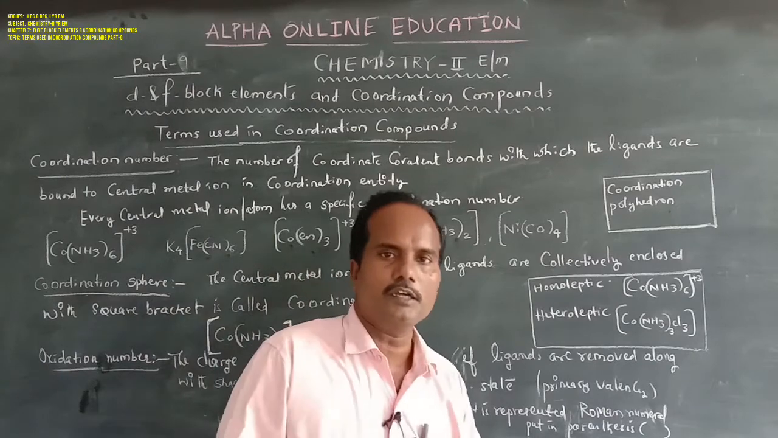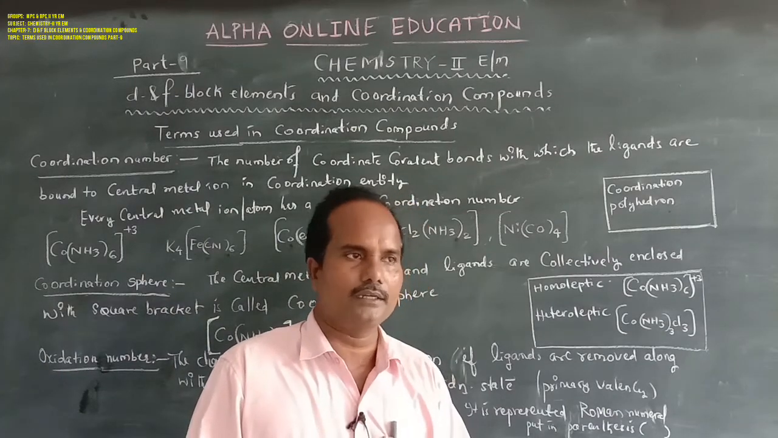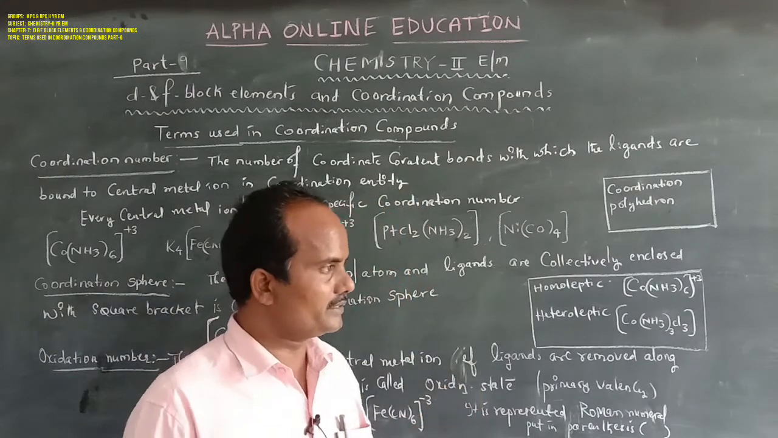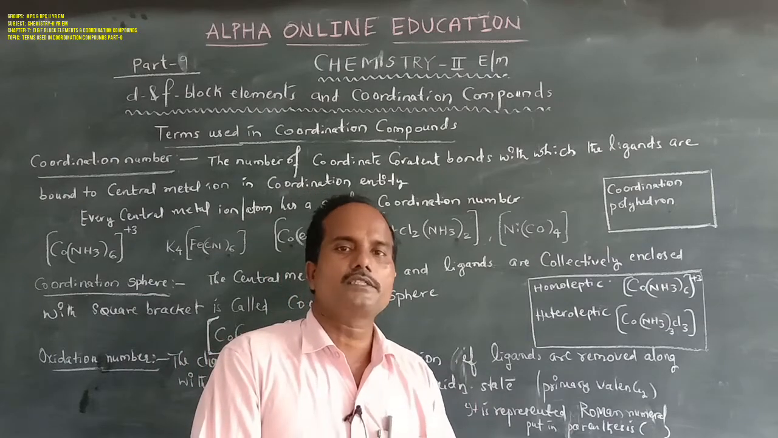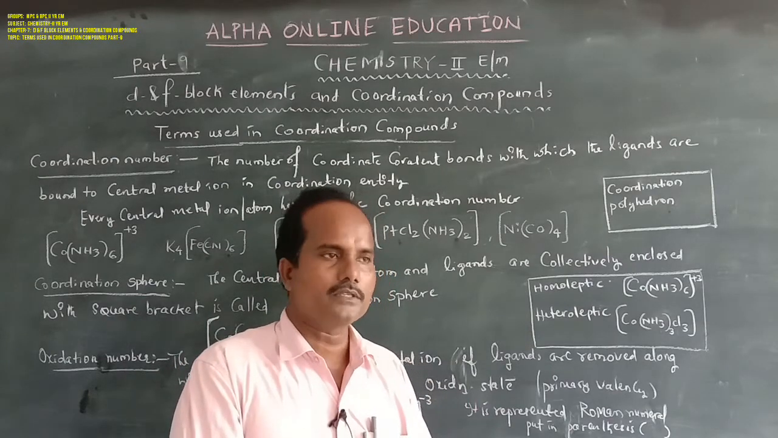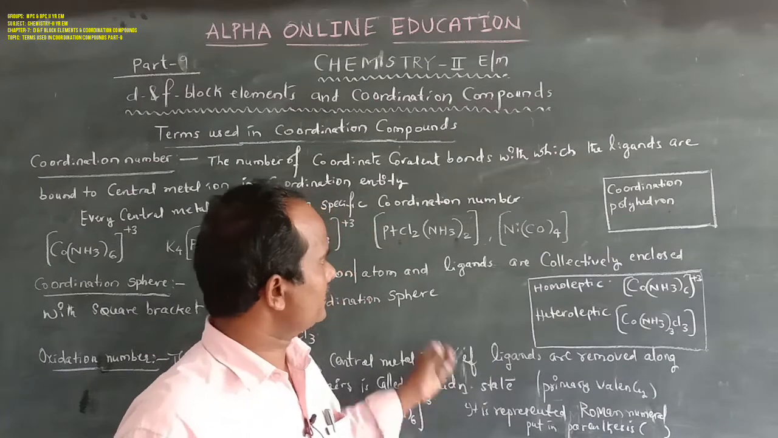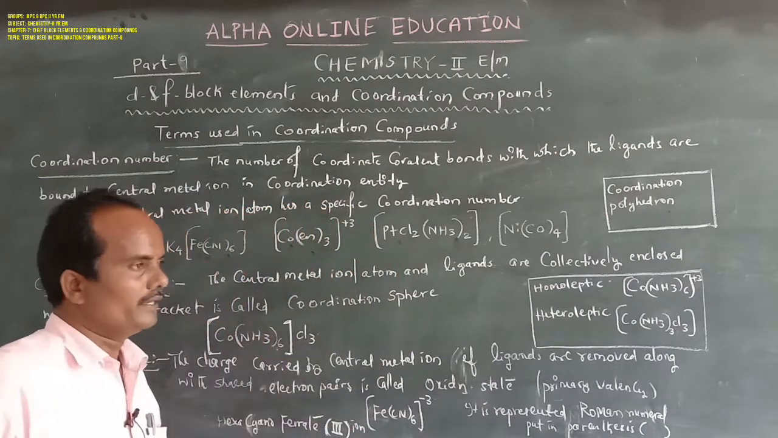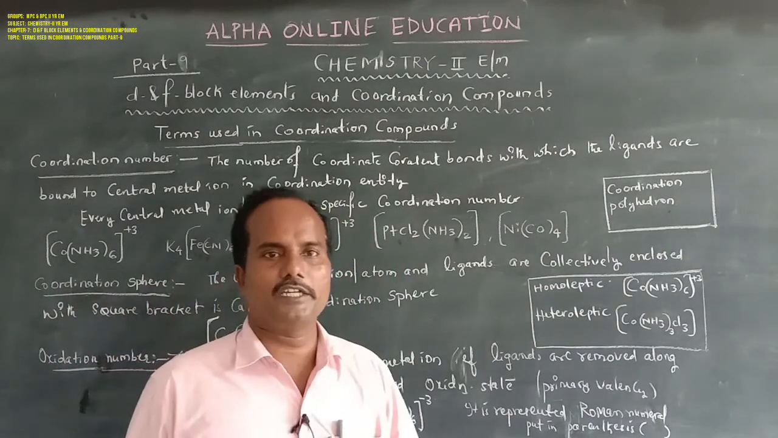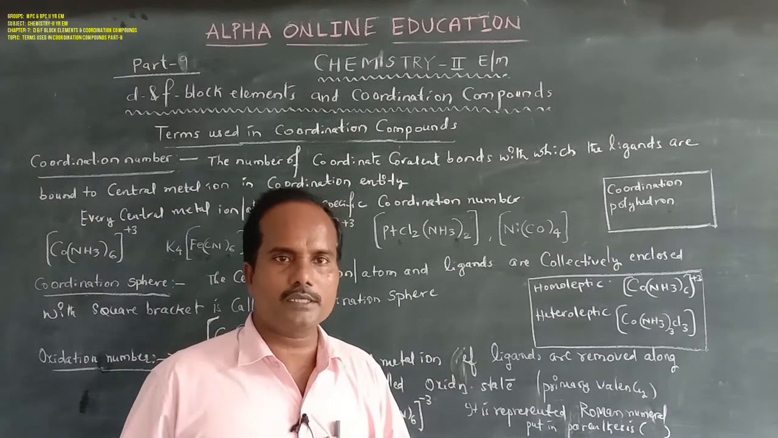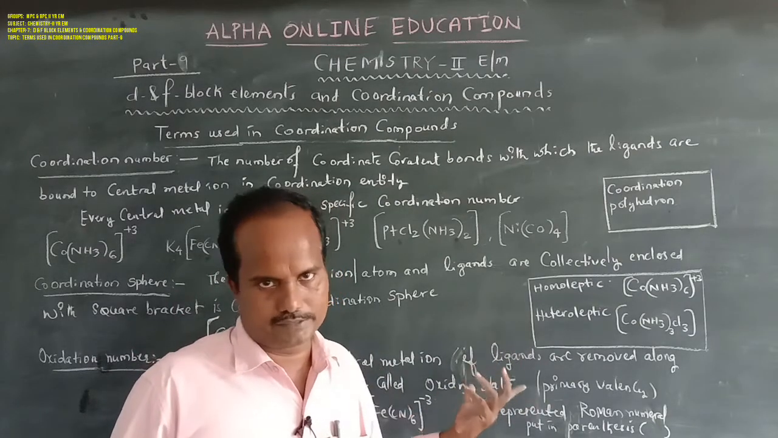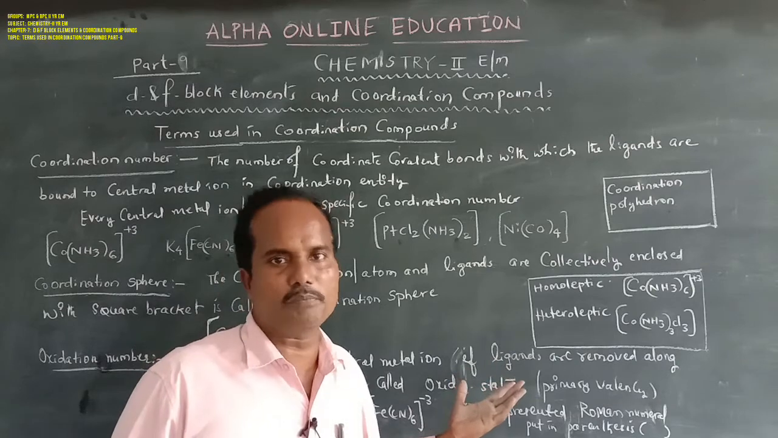Oxidation number and coordination number are both different. The oxidation number is the charge of the central metal ion, whereas the coordination number is the number of coordinate covalent bonds formed by ligands by donating electron pairs.